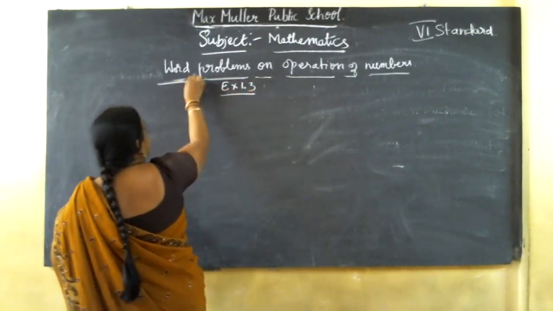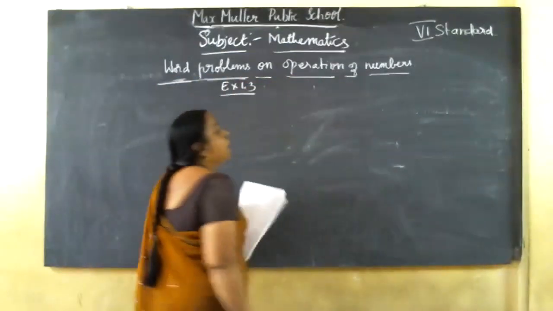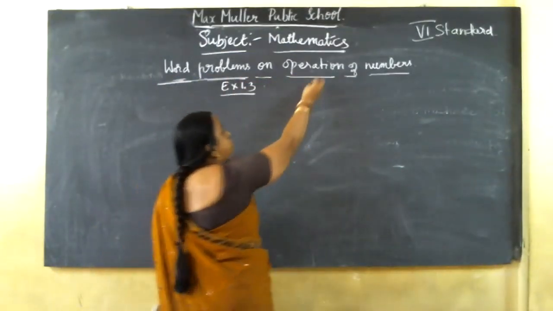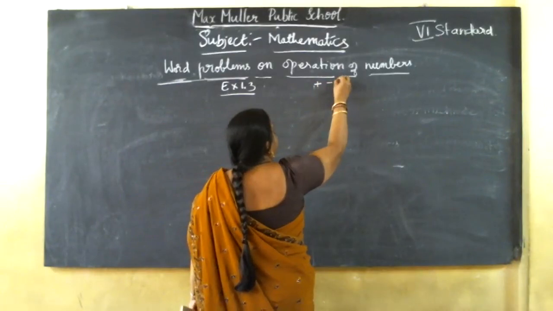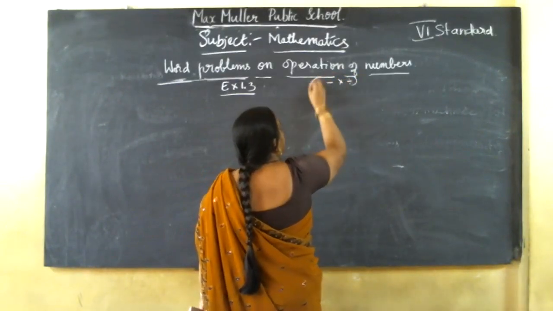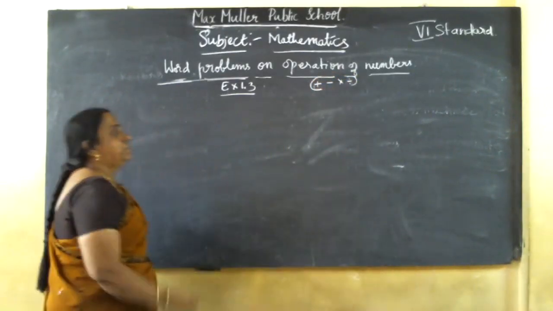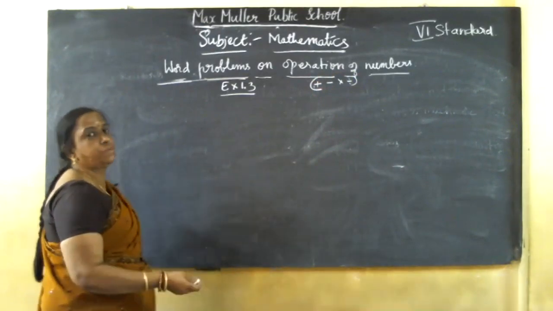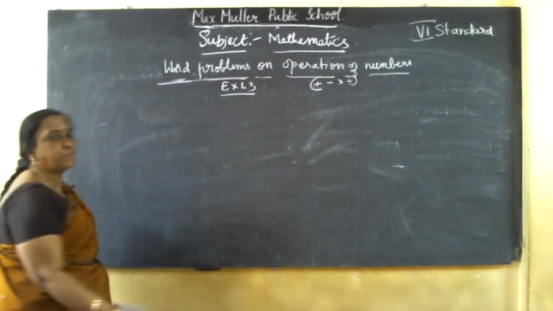See, your heading is word problems on operation of numbers. Operation means you will get addition, subtraction, multiplication, division. So you should read the question and see whether it is addition, subtraction, multiplication or division. Then write the statement and solve.